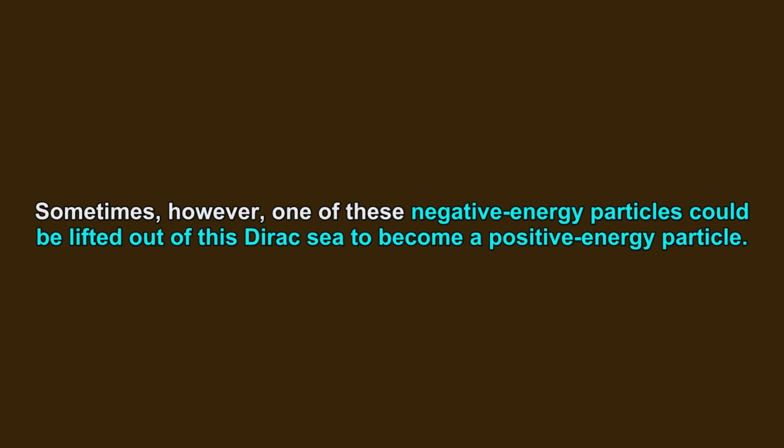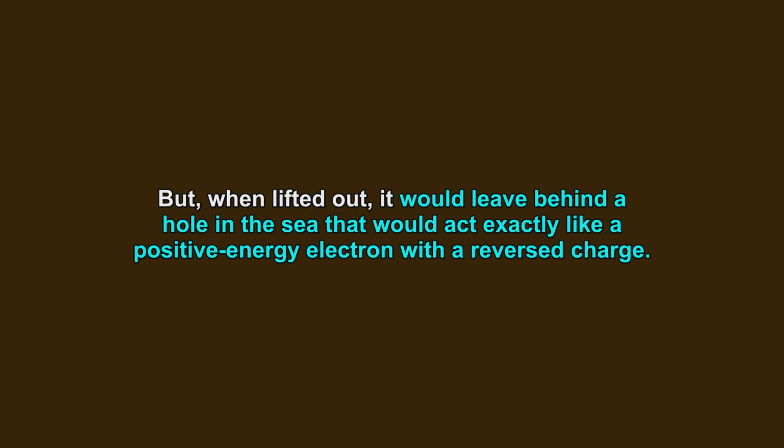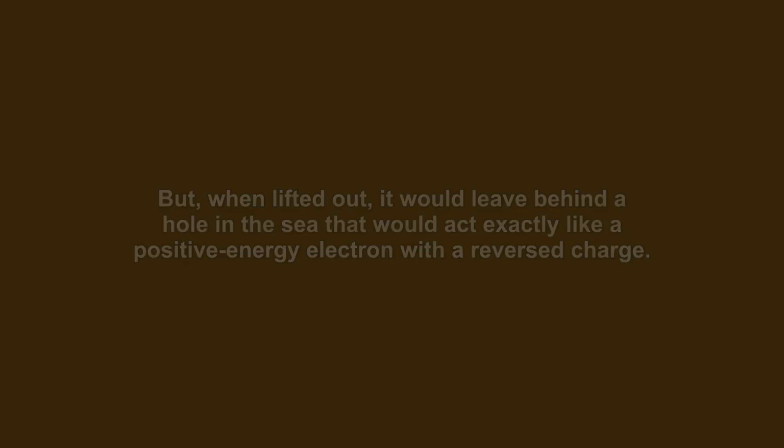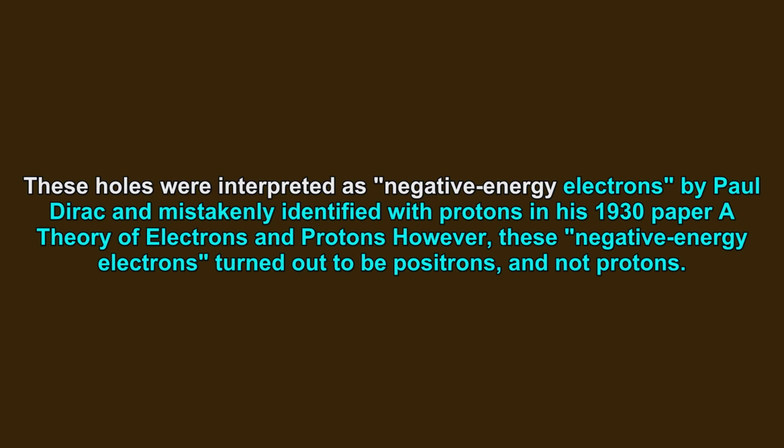Sometimes, however, one of these negative energy particles could be lifted out of this Dirac sea to become a positive energy particle. But when lifted out, it would leave behind a hole in the sea that would act exactly like a positive energy electron with a reverse charge. These holes were interpreted as negative energy electrons by Paul Dirac and mistakenly identified with protons in his 1930 paper, A Theory of Electrons and Protons. However, these negative energy electrons turn out to be positrons and not protons.